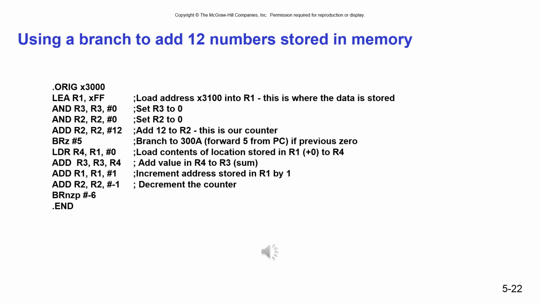So then we're going to AND R3 and 0 and store it back in itself, just to set it to 0. Do the same with R2. And then we're going to add R2 and 12. Store it back in R2. This is going to be our counter. Then we encounter, no pun intended, our first branch, BRZ. This is a while loop.